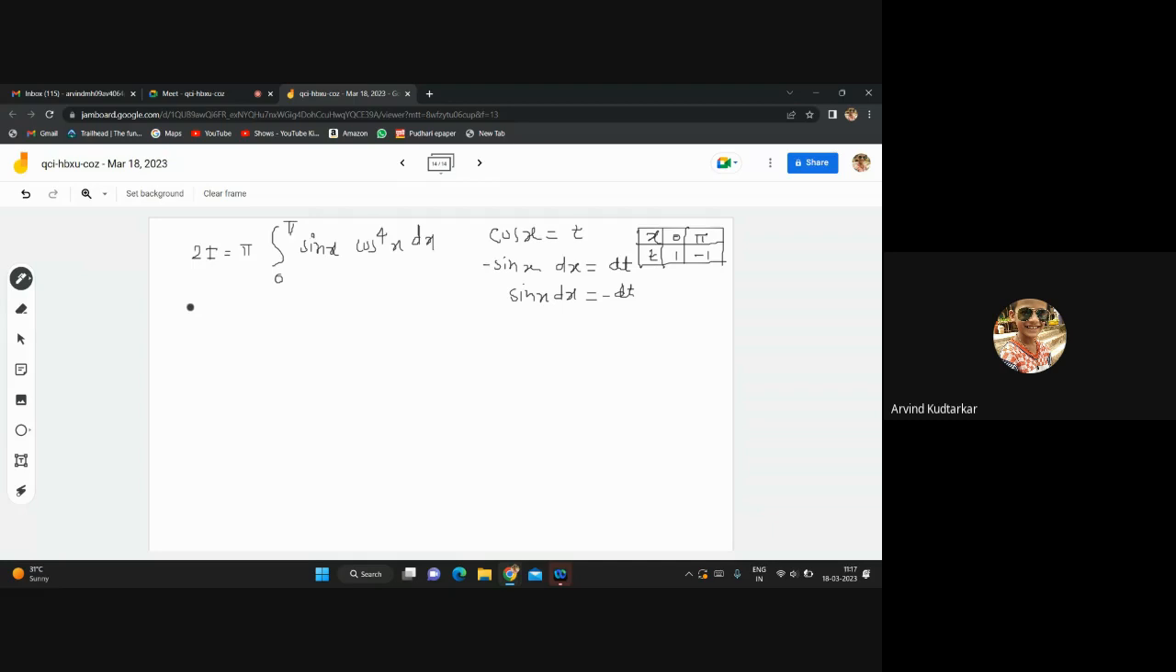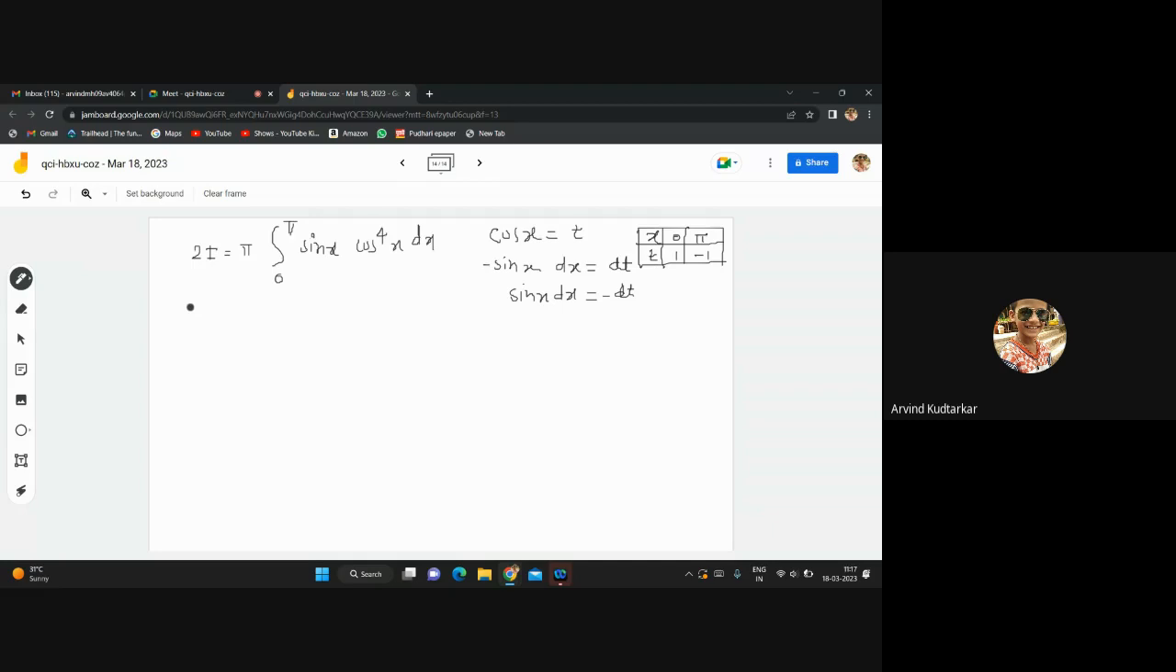Will you find their integration? Minus is a constant, take it outside, that is minus pi. Here again you can simplify. Change the limits from 1 to -1 into -1 to 1 by multiplying throughout by -1, so minus becomes plus. Otherwise you can find their integration directly.